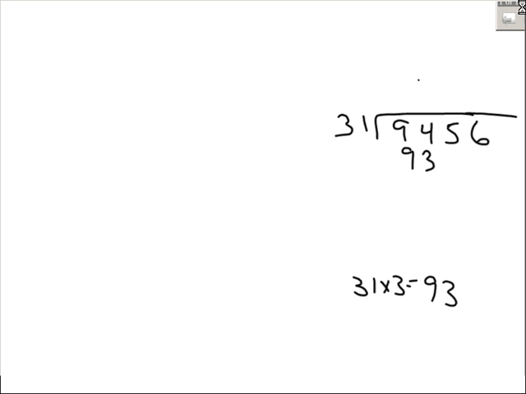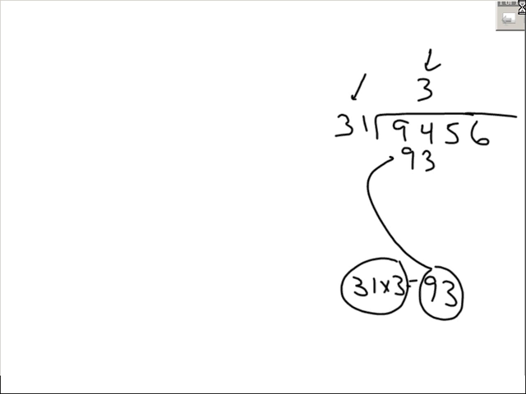Whatever number you put up here, you multiply it by 31. That's what I did here. And whatever answer you get, you put there, and you subtract. Now you get 1. Bring down the 5. Realize that the largest number you can multiply 31 by and get less than or equal to 15 is 0. So I put 0 up here.